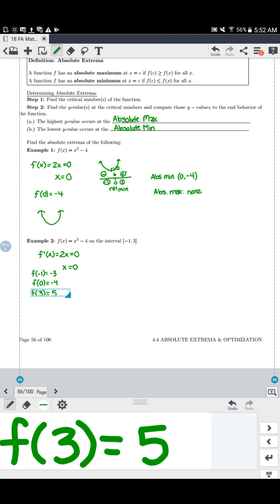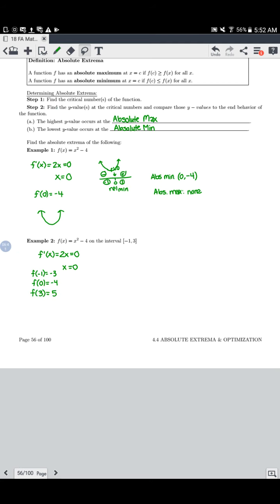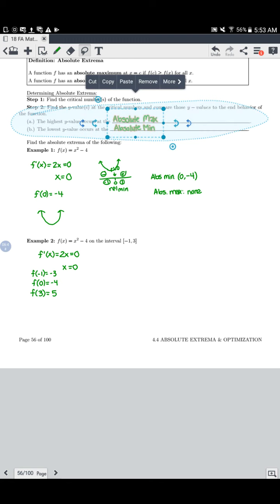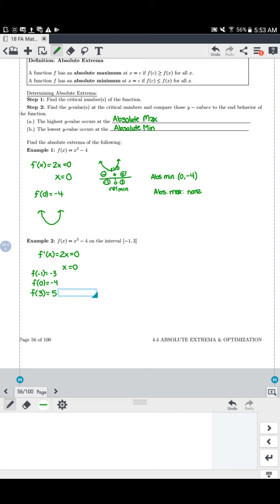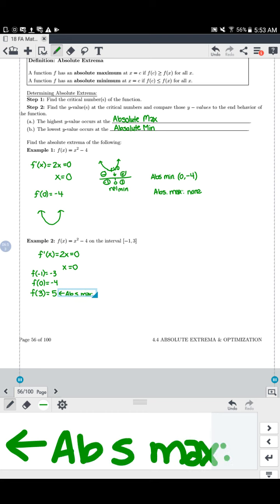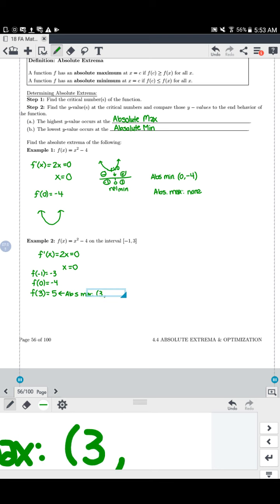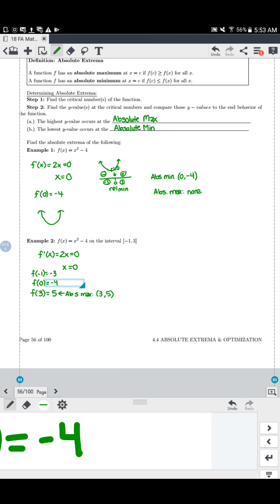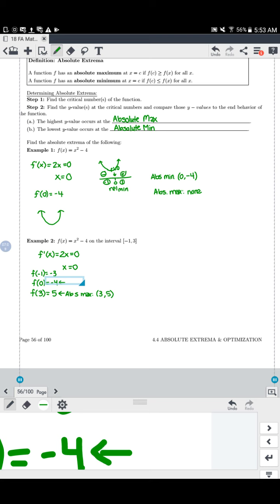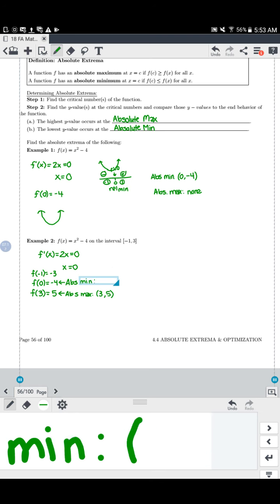So after you compare your critical number to your endpoints, you want to determine the highest y value is the absolute max, and the lowest y value is the absolute min. So I want to label these. My absolute max on this interval is definitely here. So right, absolute max is at the point 3, 5. And the absolute min is at my critical number. That relative min from my sign chart above is also the absolute min. So my absolute min is 0, negative 4.